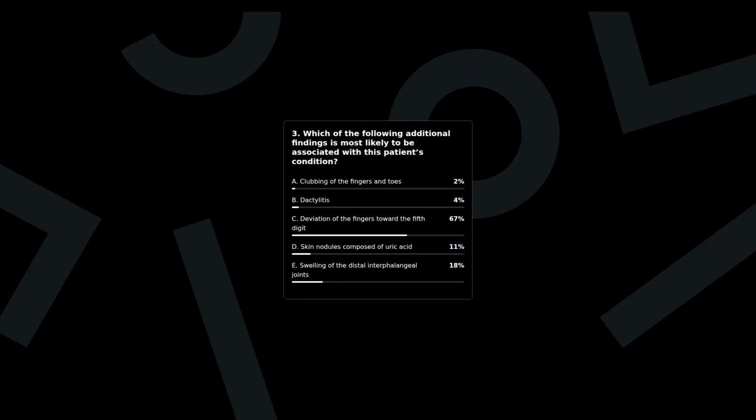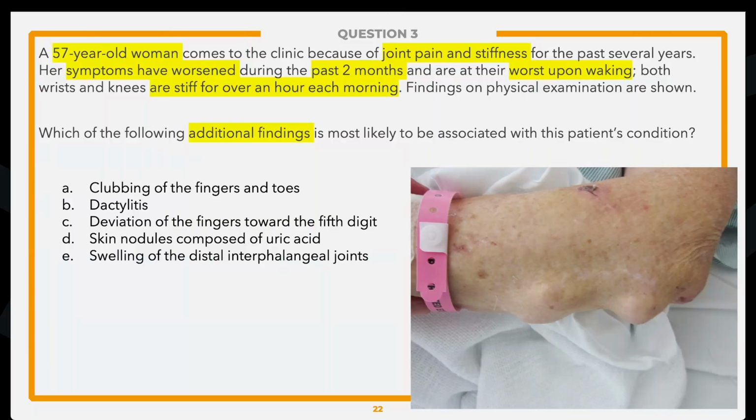Obviously a lot of things here connected to fingers and joints. Almost 20% of you went with swelling of the distal interphalangeal joints. Some of you went with skin nodules composed of uric acid, and a few of you went with dactylitis and the clubbing of the fingers and toes. Okay, with that, let's close those results and reveal the answer.